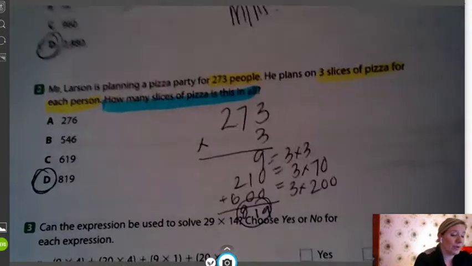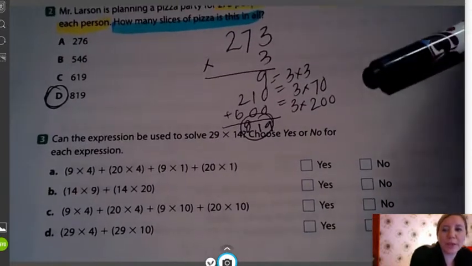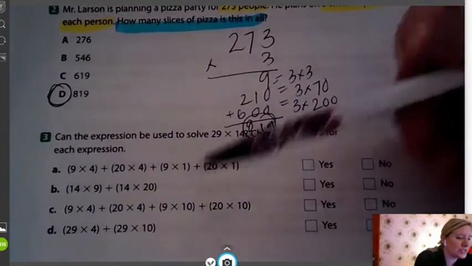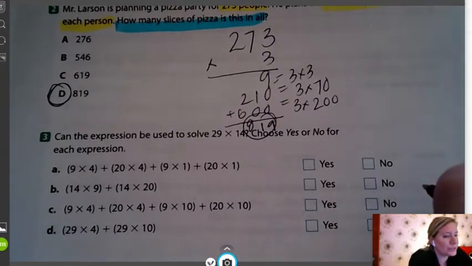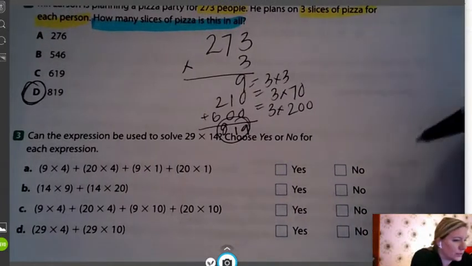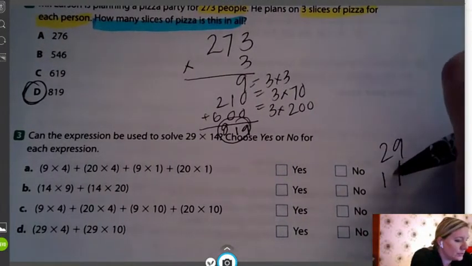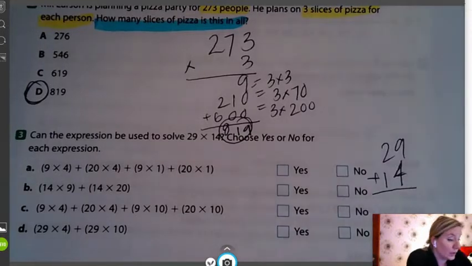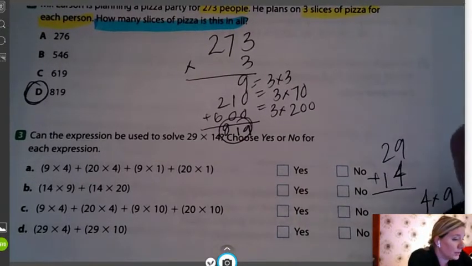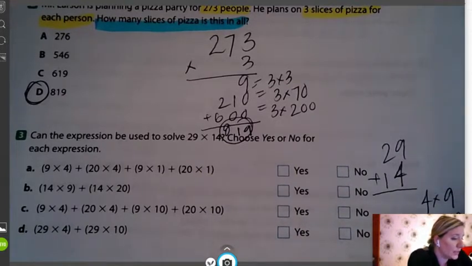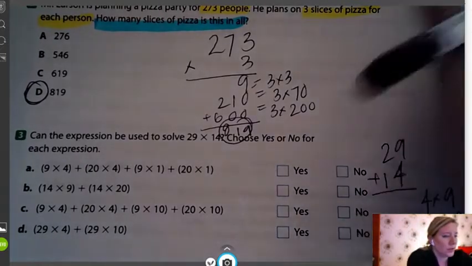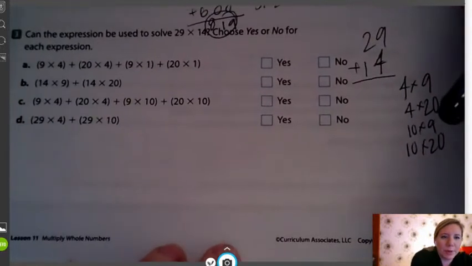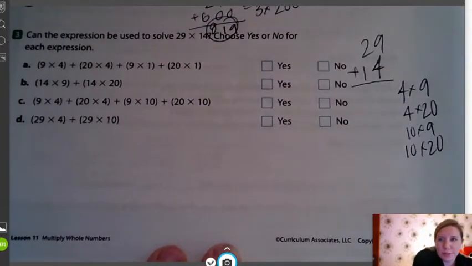Okay, number 3. This one's a little different. They want to know which of these expressions could be used to solve 29 times 14. Choose yes or no. For A, if we were to do partial products, I'm going to do it on the side here so you can see it. 29 times 14, I would have to do 4 times 9, 4 times 20, 10 times 9, and 10 times 20 to get my answer. Those would be all the different equations that I would do.